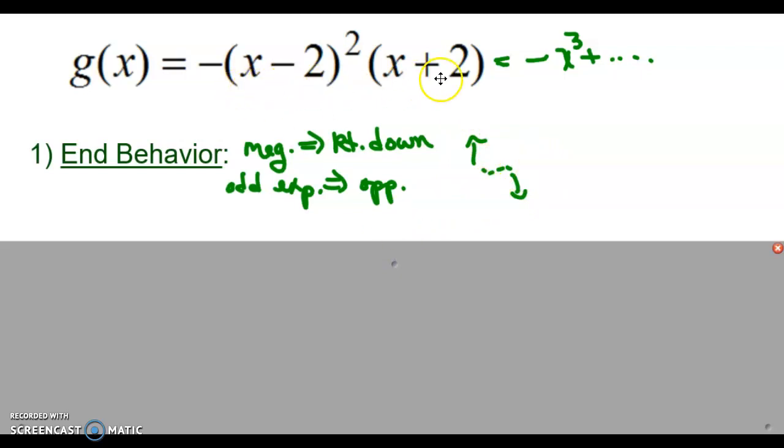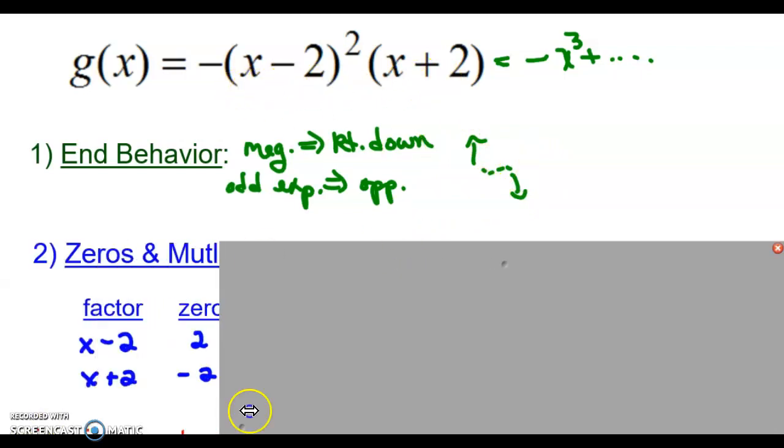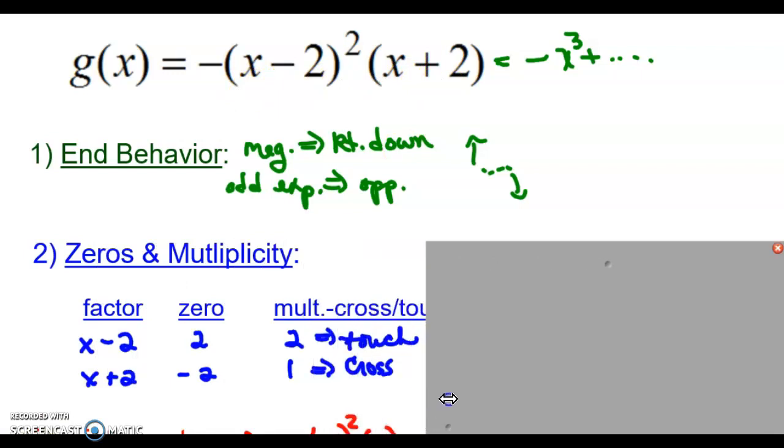Again, we're going to look at the factors. We only have 2 here, and that means I'm going to have 2 zeros. But there is a difference on this one. So the x minus 2, you notice, has an exponent of 2. So that means its multiplicity is 2. Even multiplicities means we touch and bounce off of the x-axis at that point. The other 0 is -2. The exponent is 1, so we're going to cross at that point.